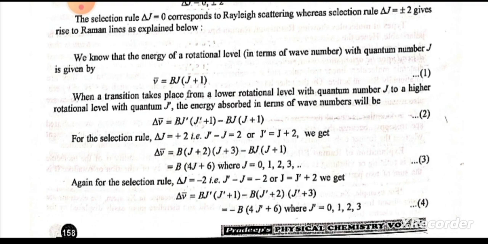Again, for the selection rule delta J is equal to minus 2, that is, J dash minus J is equal to minus 2 or J is equal to J dash plus 2, we get B J dash into (J dash plus 1) minus B into (J dash plus 2)(J dash plus 3), which is equal to minus B into (4J dash plus 6), where J dash is equal to 0, 1, 2, 3.